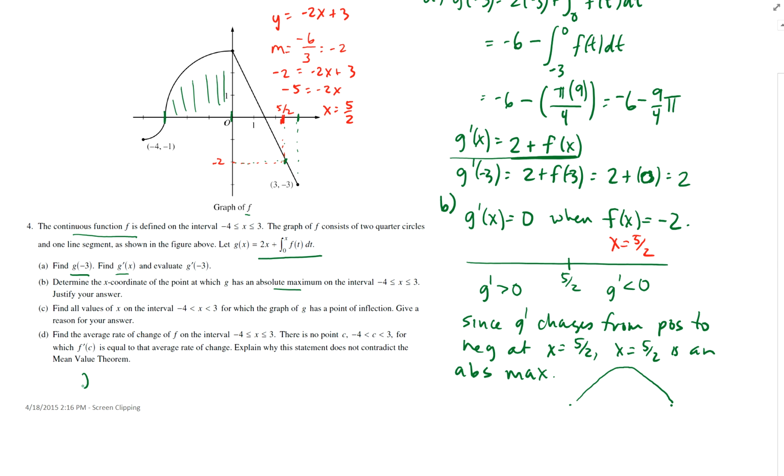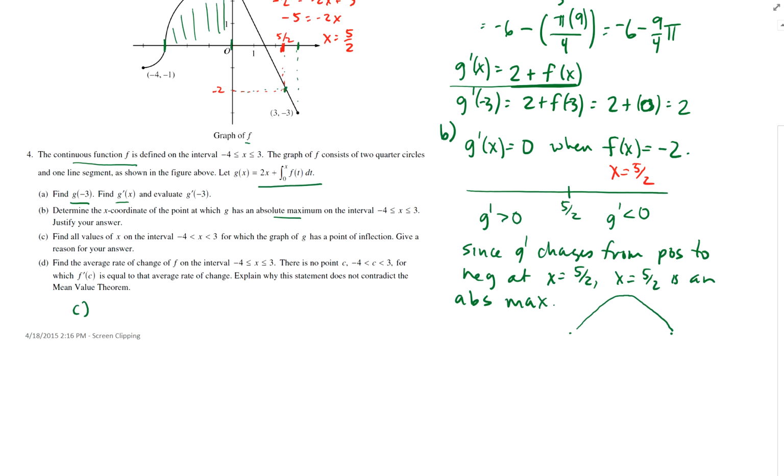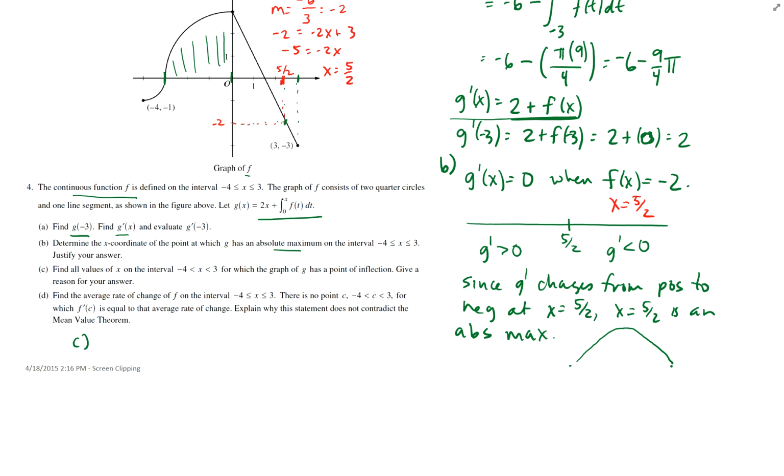Okay, C. I'm going to need the graph on this one. C. Find all points for which the graph of g has a point of inflection. Okay, g has an inflection point if g double prime changes sign, right? So if g double prime goes from positive to negative or negative to positive is what we're looking at. I have no idea what g double prime looks like, but I do know this.